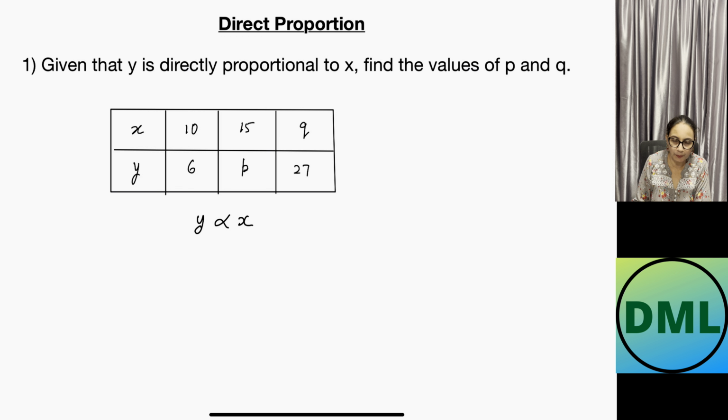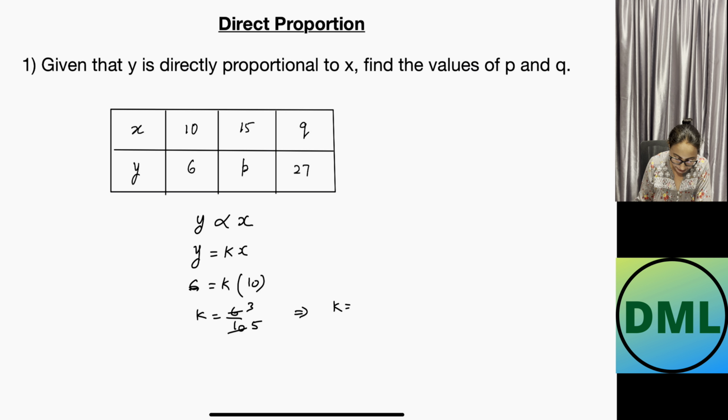As we remove the proportional sign, we know that we have to put one constant which is equal to k multiplied by x. First, I need to find out the value for k. For that, I will substitute this value. If x is equal to 10, y is equal to 6. Let's substitute this here. Y is equal to 6, that is equal to k times x, where x is equal to 10. K is equal to 6 by 10. If I cancel it out with 2, that will be 3, and 10 will be cancelled out with 5. My value for k is equal to 3 by 5. The function will become y is equal to 3 by 5x.